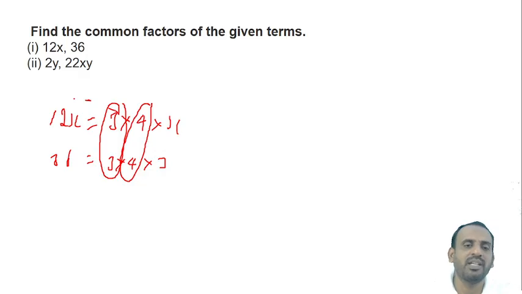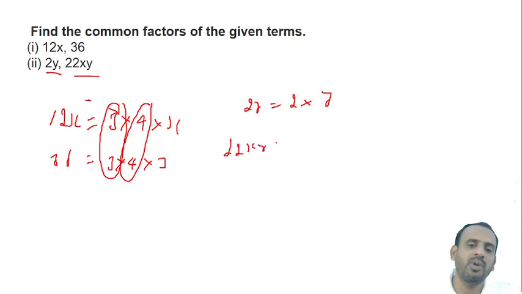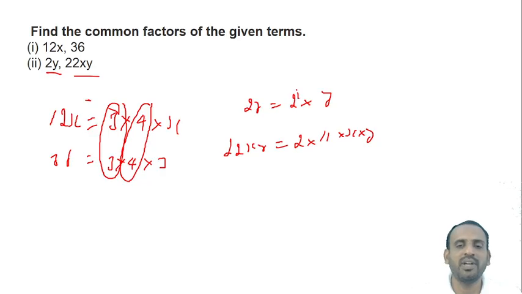Same way, we have 2y and 22xy. 2y means 2 into y. 22xy means 2 into 11 into x into y. So which are the common factors? 2, then y also. Okay.